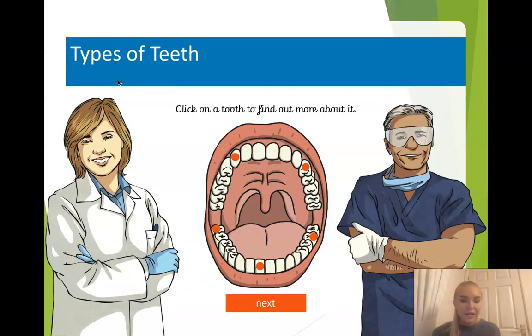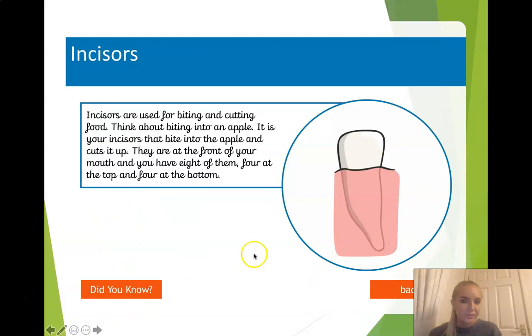The same picture is on here of an adult mouth. Now we are going to have a go at clicking on a tooth to find out more about it. So the first one I want to find out about is this one here. But this tooth here is exactly the same as this one, and this one. So our 4 bottom teeth here. And it's also the same as this one, this one. So this type of tooth here, we have 4 at the bottom of our mouth and 4 at the top of our mouth. Let's find out what it is.